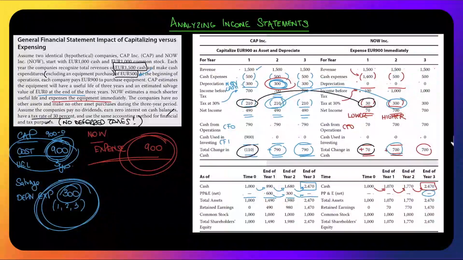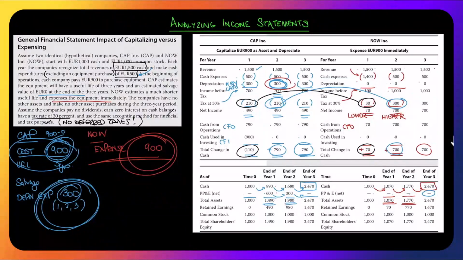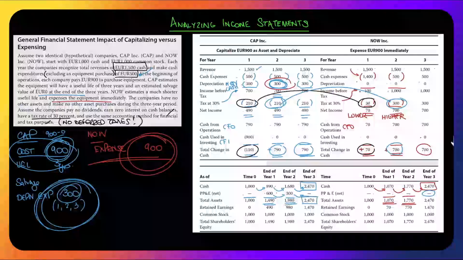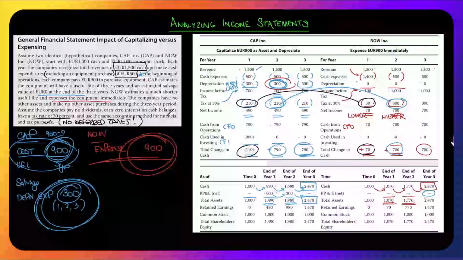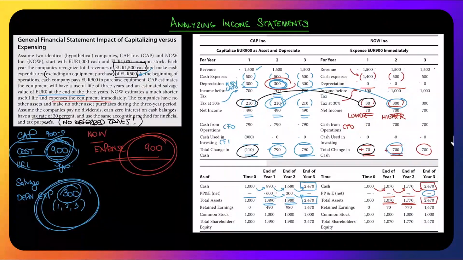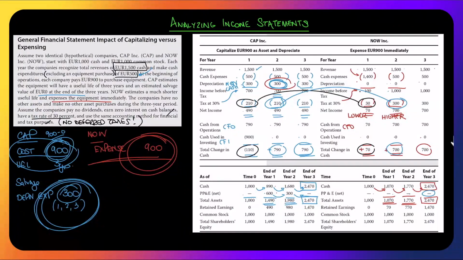So end of year 1, 1490 for cap, 1070 for now. Difference in both your cash and your PPE. Still different at the end of year 2, 1770 for now, 1980 for cap. Once again, by the end of year 3, we are in the exact same position. You have to be. The asset has been depreciated to 0 in both cases by the end of year 3, and the cash spent was the same.